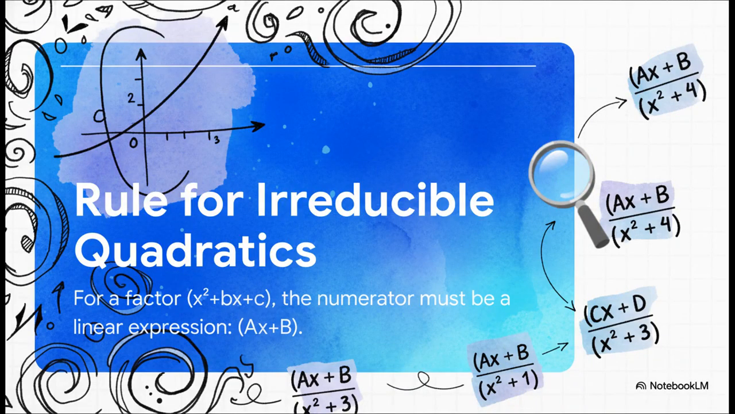And for rule number 2, what happens when you have a quadratic in the denominator that you just can't factor, something like x squared plus 1? Well, for these guys, the numerator can't just be a simple constant. It has to be a linear expression, something in the form of ax plus b. The big idea is that the numerator is always 1 degree less than the denominator.